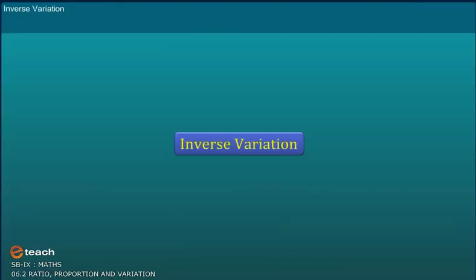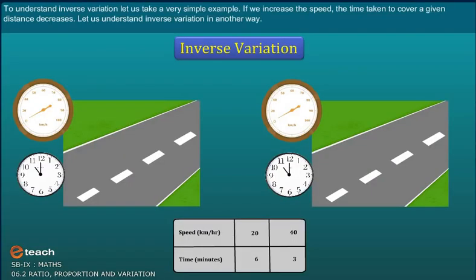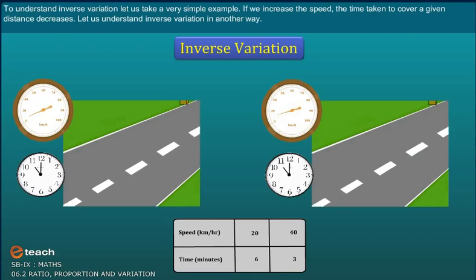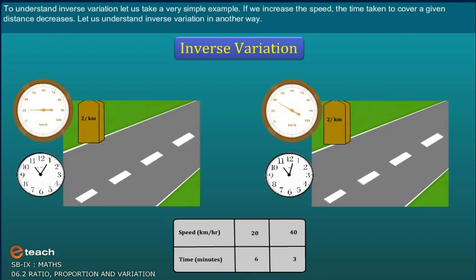Inverse variation. To understand inverse variation, let us take a very simple example. If we increase the speed, the time taken to cover a given distance decreases. Let us understand inverse variation in another way.